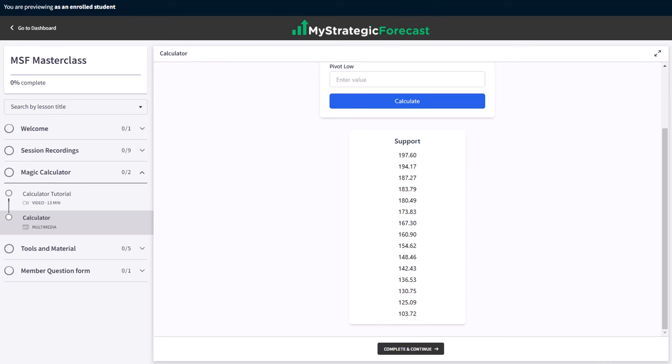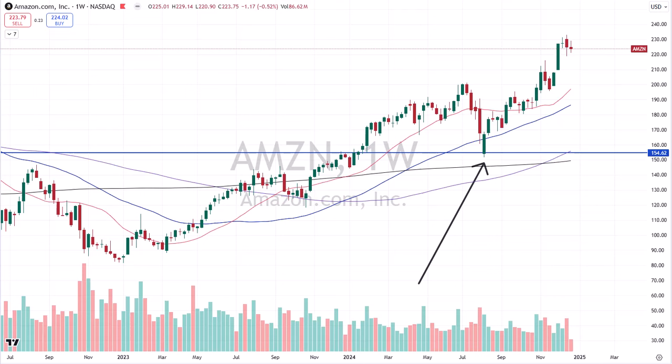Let's focus on 154.62. As you can see, 154.62 was the calculator number, and that happened to be an important area and coinciding with other things that are taught in the course, masterclass series, in the videos at night, in the room, the live room each and every day. We start to build a full stack. This magic calculator is another tool in the toolbox. The final piece to the puzzle.